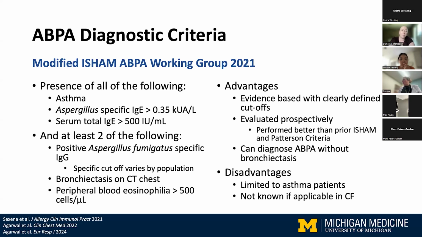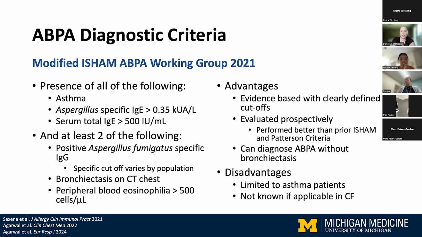It does require the presence of asthma. You have to have an Aspergillus specific IgE greater than 0.35 and a serum total IgE greater than 500 international units per milliliter. And I do want to draw people's attention to the units there. Depending on where you practice, what lab you're at, there are different units used to report these lab values, and so it can lead to misinterpretation of the results.